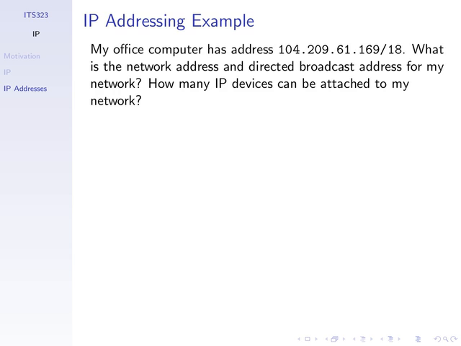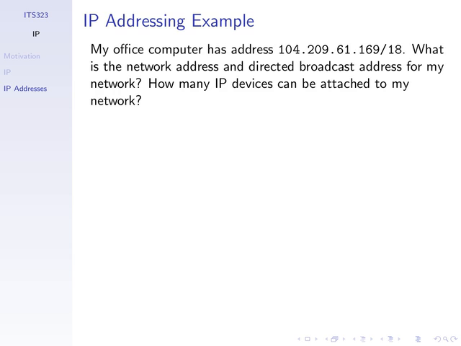Our address, 104.209.61.169/18, tells us the first 18 bits are the network portion. Whatever 104 is in binary, it's going to be 8 bits. Whatever 209 is in binary, another 8 bits, that's 16 bits. And 61 in binary is 00111101. So /18 says the first 18 bits of this address are the network portion.